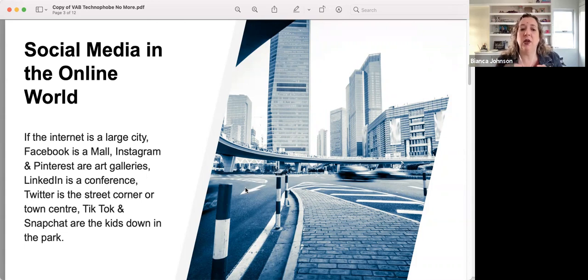TikTok and Snapchat are those kids that are down in the park. You're never quite sure what they're doing, certainly this is my view as a 40-something-year-old. You're never quite sure what's going on. They're clearly having a lot of fun, but you just don't get it at all.